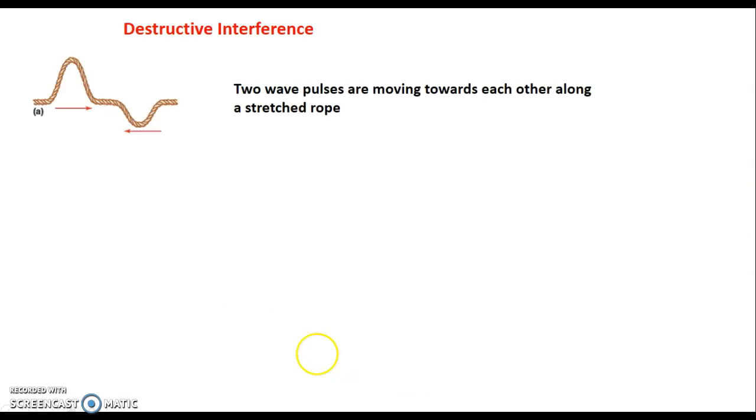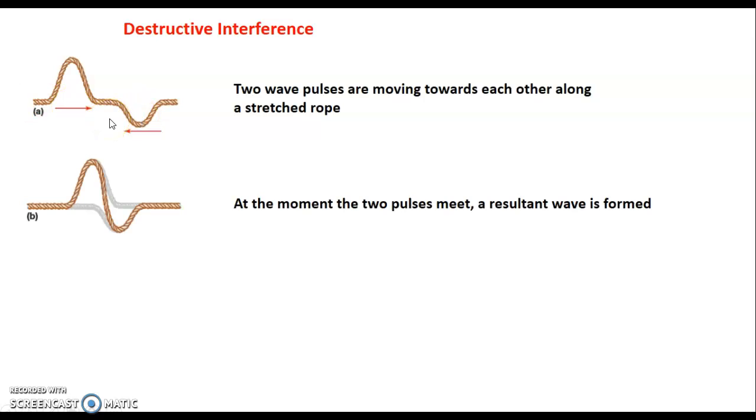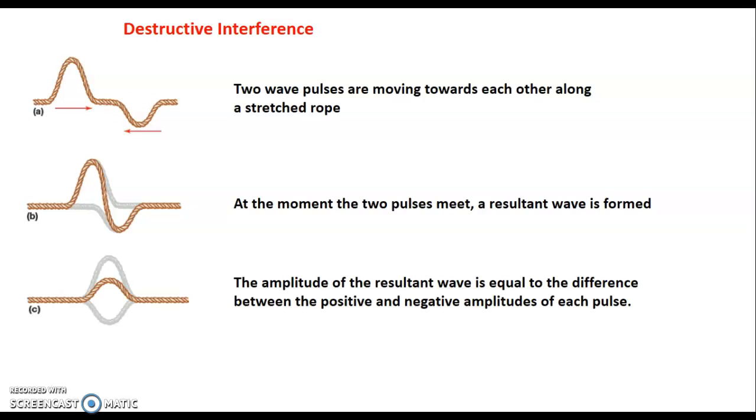Destructive interference, again, having two pulses moving towards each other along a stretched rope. One is oriented downward, the other is oriented upwards, and they have different amplitudes. At the moment the two pulses meet, a resultant wave is formed.